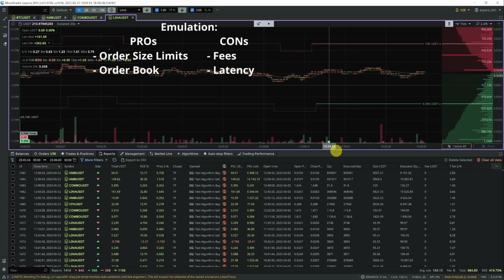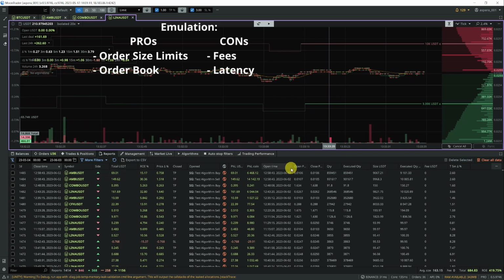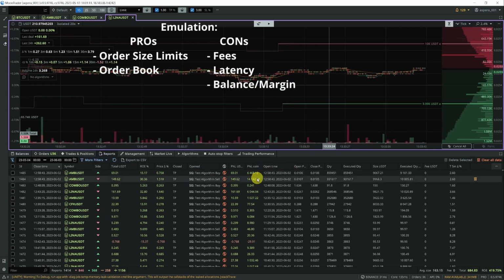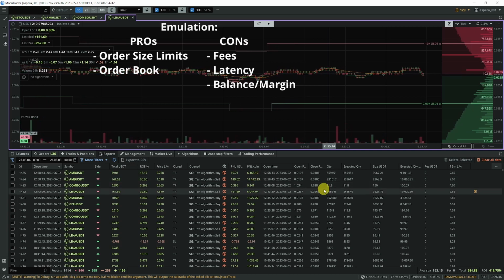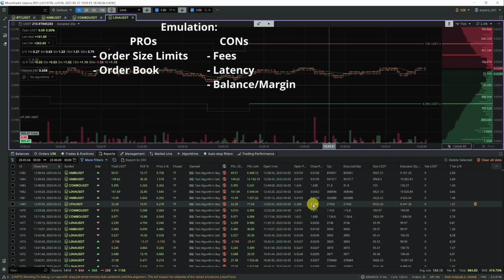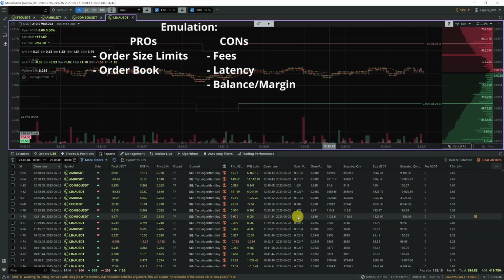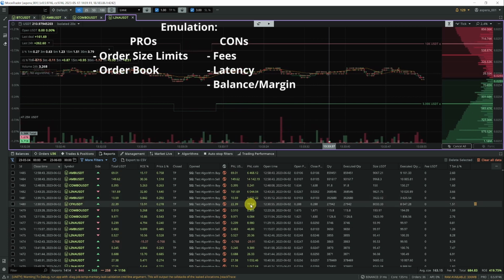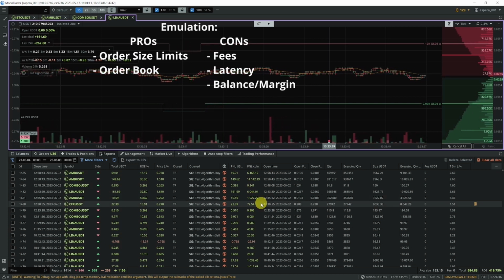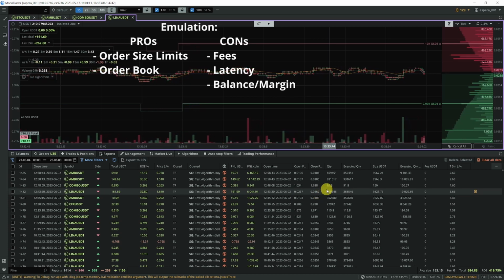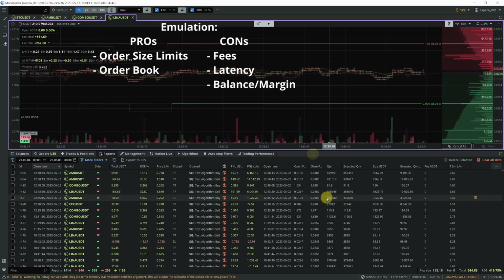Another thing that you may have guessed is that emulation does not care about your real balance. I am placing huge orders, they are executed fully or partially, but the real money that I have would never be enough for that. And if I place big orders or a lot of orders, then I would run out of margin pretty quickly. And when doing real trades, you always have to take margin into account.